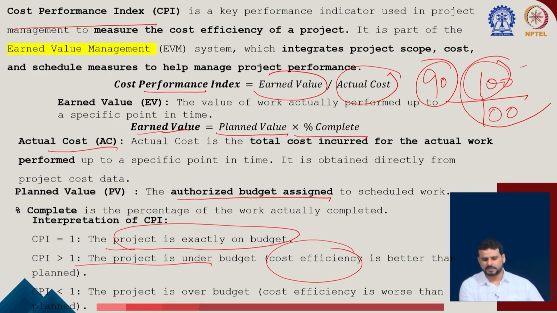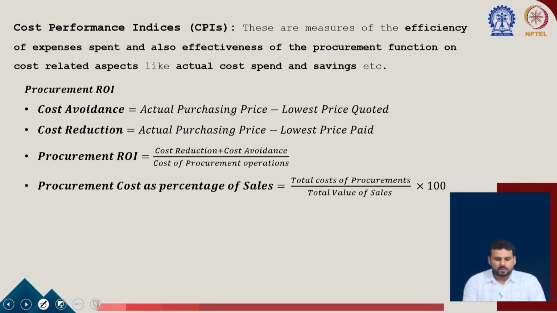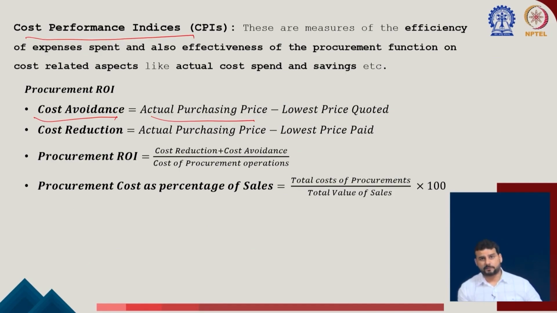And the actual cost is the total cost incurred for the actual work performed, right? So this is how you can find out the earned value divided by the actual value, the cost performance index. Then cost avoidance: actual purchase price, and lowest quoted purchase price.